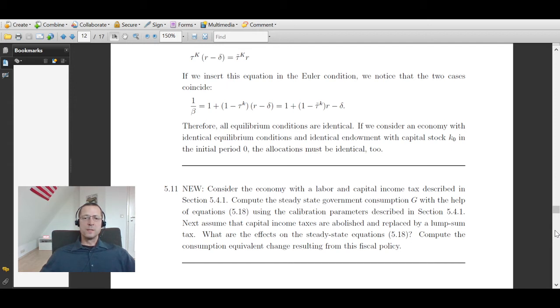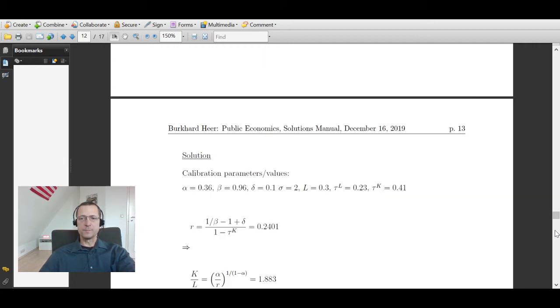Now we set the capital income tax rate equal to 0 and keep the labor income tax rate at the level 23% and finance the shortfall in government revenues by a lump sum tax. And you are asked to compute the steady-state effects. First, what are the changes in the steady-state equations 5.18 from the book? And you are asked to compute the consumption equivalent change that's resulting from this fiscal policy.